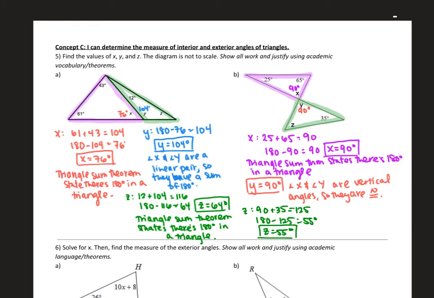And then my explanation is again triangle sum theorem. So triangle sum theorem states there's 180 degrees in a triangle.